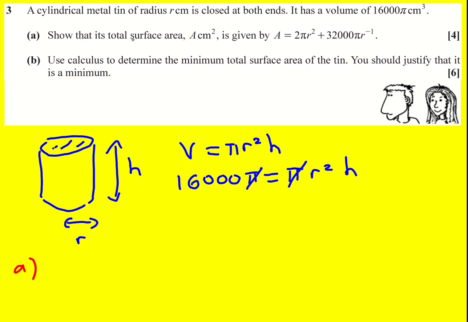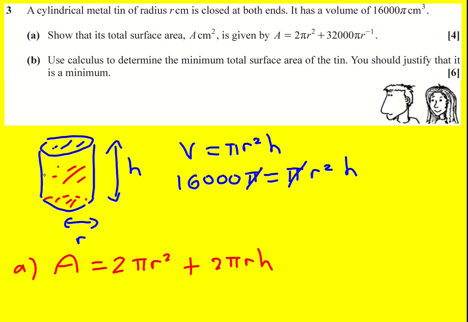We're asked to show that the surface area is given by this. Now note, it's in terms of r, whereas I've got h up here. But let's write down the surface area so far, A. Well, it's going to be the top circle, pi r squared, plus the bottom circle, which is also pi r squared. So I can just write 2 pi r squared, plus the area of the curved surface area. And this is 2 pi r h.